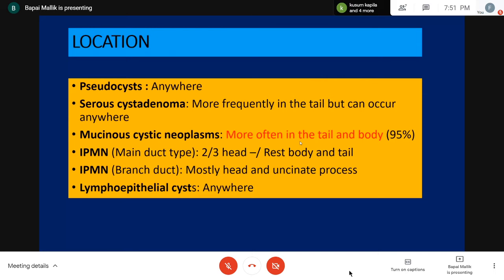IPMNs are of various types. We are going to discuss those types later on. But in the main duct type, 2/3 of them occur in the head, and the rest can occur in the body and the tail. The branch duct type occurs mostly in the head and the uncinate process, and it can also occur in the rest of the body parts of the pancreas.